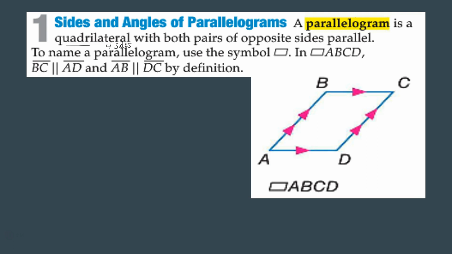Alright, so when we're trying to name a parallelogram, we use this symbol here. It kind of looks like a rectangle squished a little bit. So in our case, we have parallelogram ABCD, and we know that side AB is parallel to side DC. And I know that because we have these two triangles on both sides. We're saying they are parallel to each other. And then I also know that side BC is parallel to AD. I know that because it has one arrow on both sides, which is saying that they are parallel to each other. So here we have parallelogram ABCD.